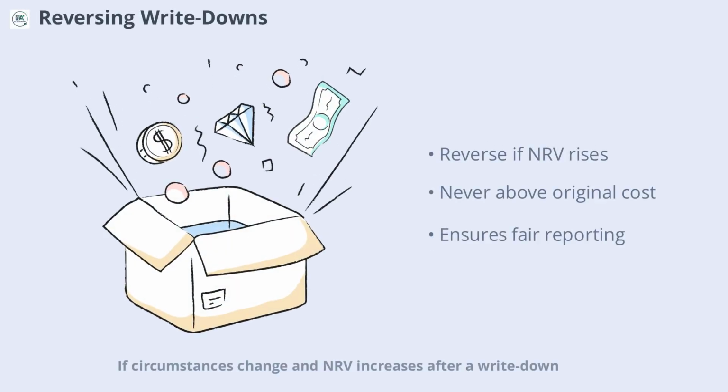If circumstances change and NRV increases after a write-down, IAS 2 allows companies to reverse previous write-downs, but only up to the original amount written down. This means if market conditions improve, inventory values can be adjusted upward but never above the original cost. This rule maintains both prudence and fairness in reporting.